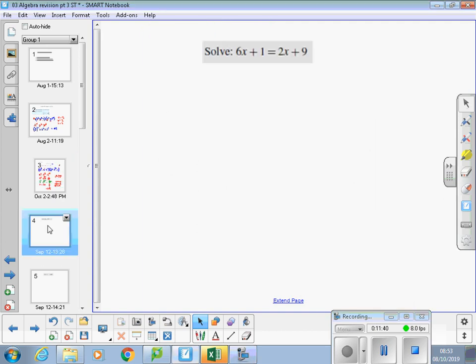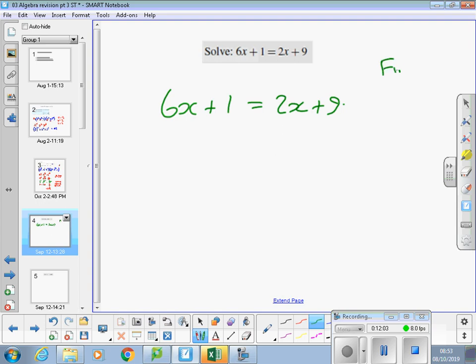Hopefully, we move on. So solve 6x plus 1 is equal to 2x plus 9. What does it mean when we say solve in terms of that problem? Yeah, find x. That's what solve means. Find x.